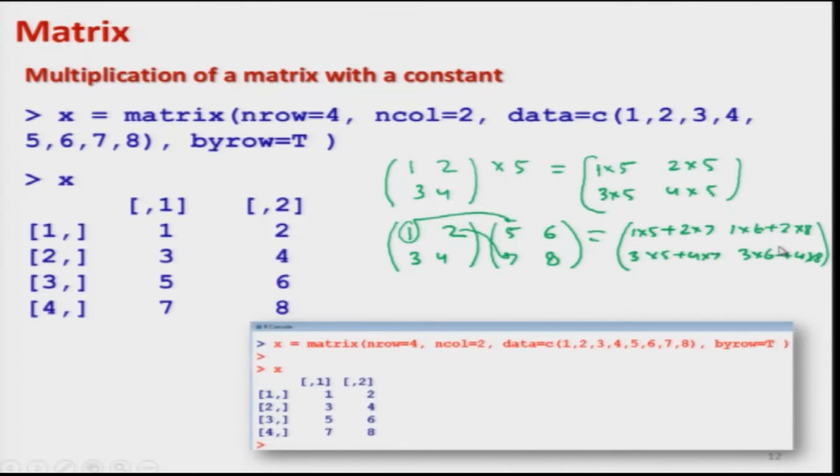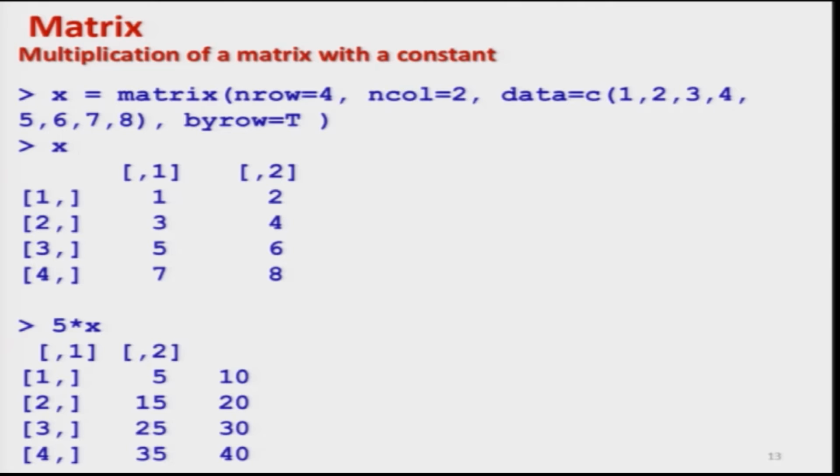So now in this case I take the same matrix, in which the data vector is 1 to 8. And in case I multiply this matrix by 5, the operator you have to learn here is star. This is the same operator that was used for multiplication. So remember, when you are multiplying a matrix by a scalar, the operator is only star. When you are multiplying a matrix by a matrix, I will have a different operator.